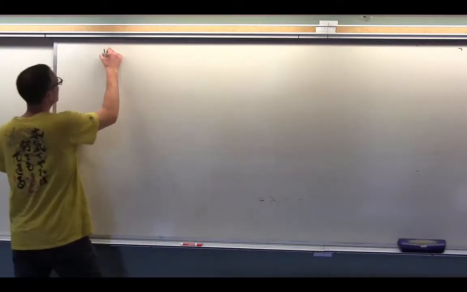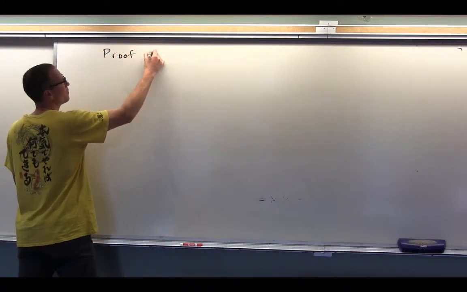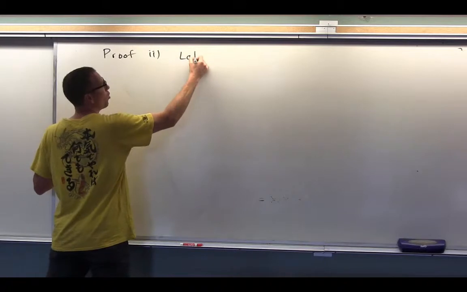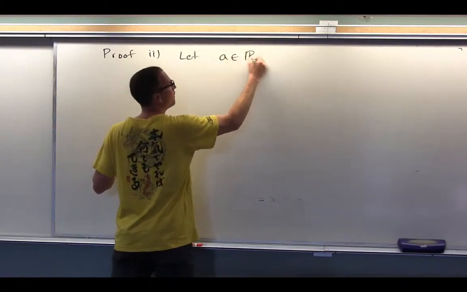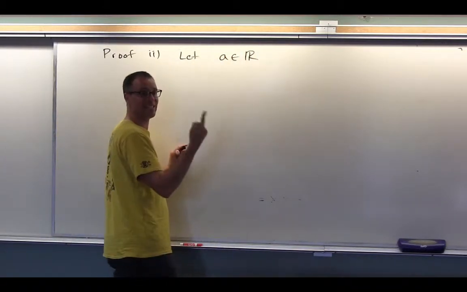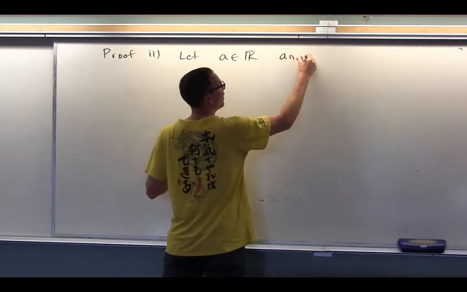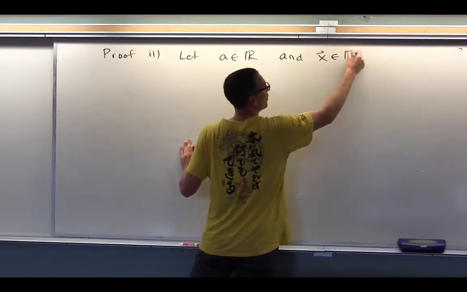Could you guess the next one we're going to do? Yeah, okay, so what do we need for homogeneity? We need a scalar and a vector.